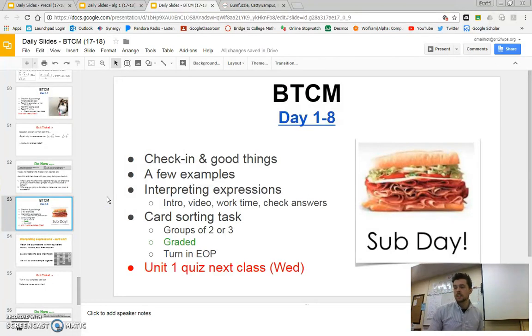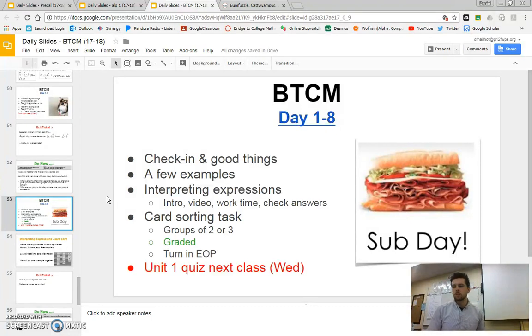So our agenda is this. We're going to do a couple examples together, one of them from your exit ticket from last time that a couple of us still weren't quite getting. And then I have a worksheet for you guys to do to get started. I'll give you maybe 15 minutes or so to work on that. We'll come back together, check answers, and then I'll give you directions for your task today, card sorting task.